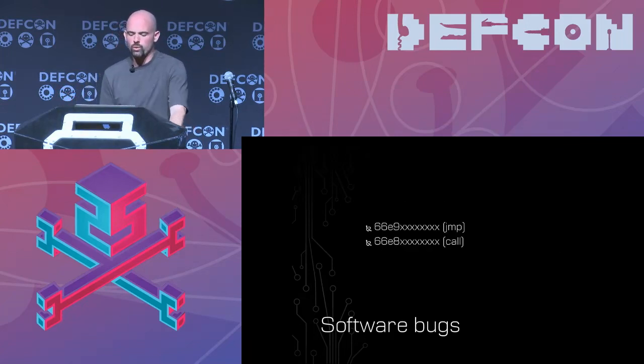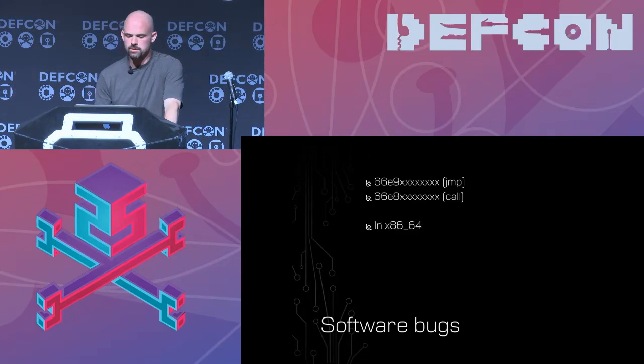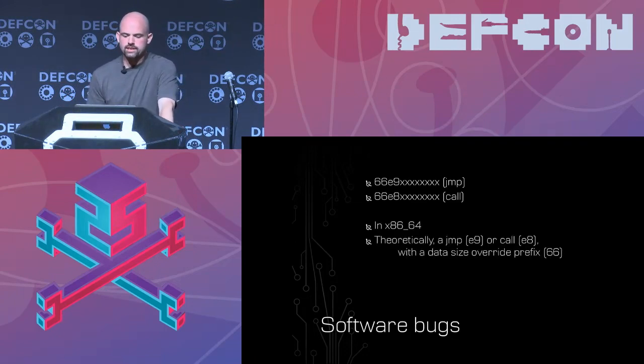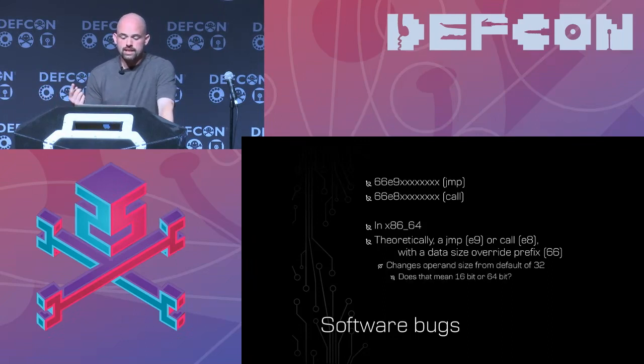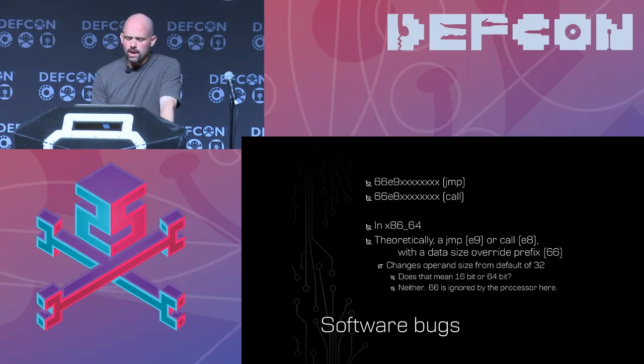Two of the more interesting ones I found were the jump and call instructions. In the 64-bit version of the x86 architecture, the E9 instruction is a jump instruction, E8 is a call instruction, and 66 is supposed to be a data size override prefix. The idea is that the 66 prefix on these instructions is supposed to change the default operand size of the instruction. Now the default operand size here is 32 bits, so 66 is supposed to change that to either 16 or 64. But on Intel processors, for whatever reason, they silently ignore that 66 prefix on these instructions alone. So why does that matter?